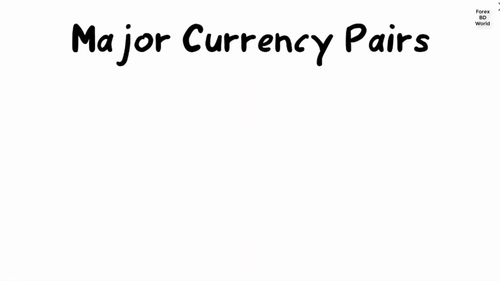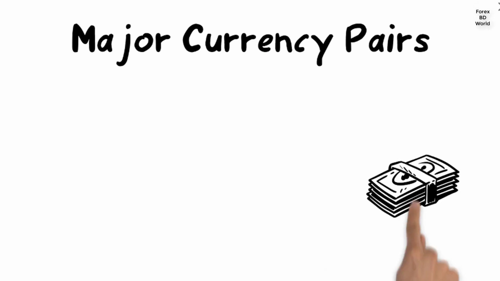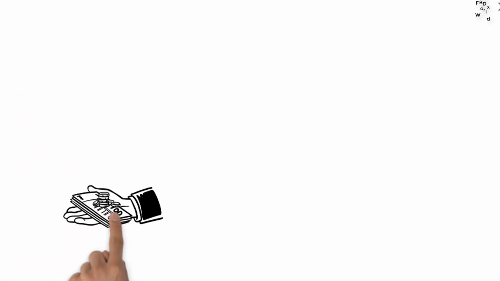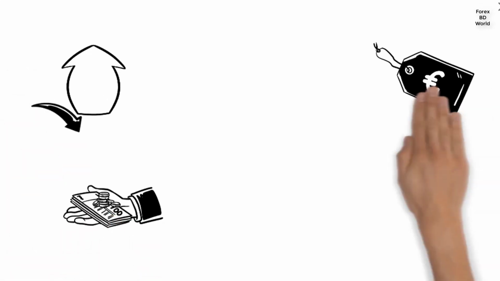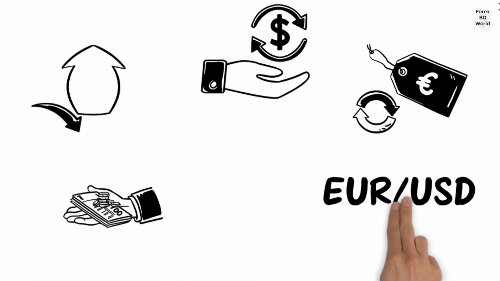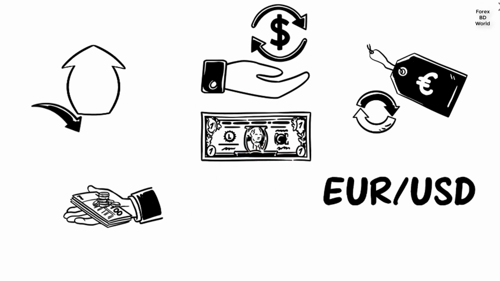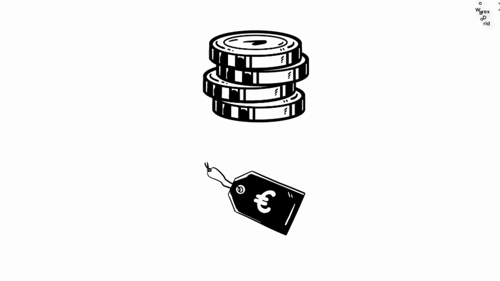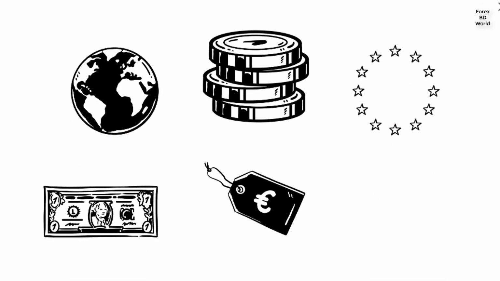Major currency pairs. Major currency pairs are the most widely traded currency pairs in the Forex market. They are characterized by high liquidity, low spreads, and generally stable price movements. The major currency pairs include: the Euro to US dollar is the most popular currency pair in the Forex market, accounting for around 28% of all Forex trades. It represents the euro, the official currency of the European Union, against the US dollar, the world's primary reserve currency.